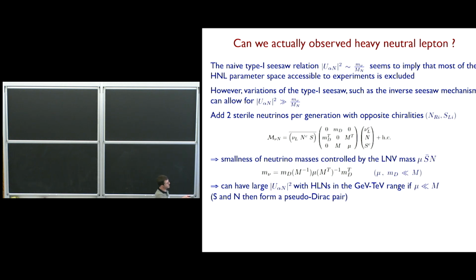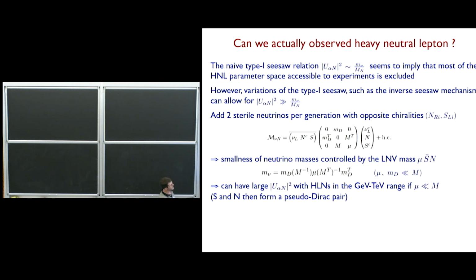And finally, there is a new mass scale, mu. Sorry, not what is written here. Mu corresponds to S^c bar S. It's a Majorana mass term for S, and M, if you want, is a Dirac mass term because nu_R and S_L have opposite chiralities. So what does it mean?